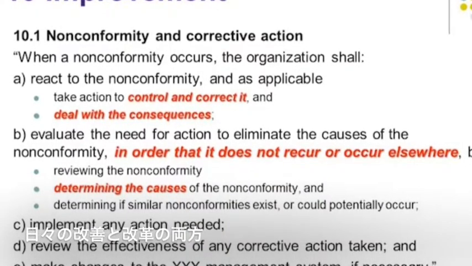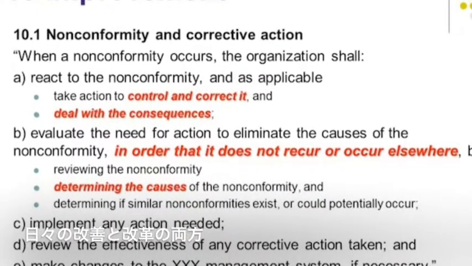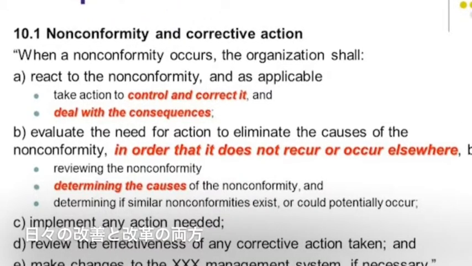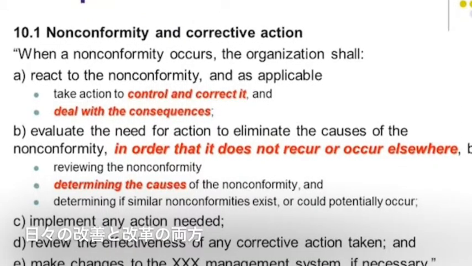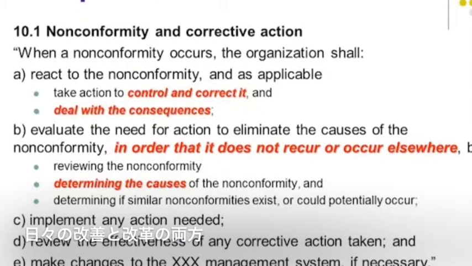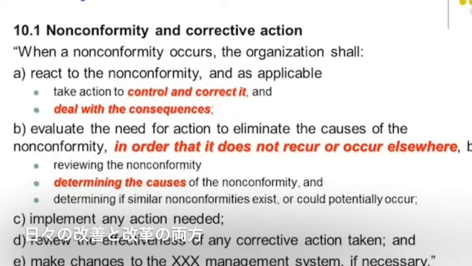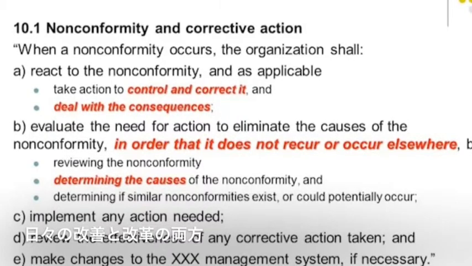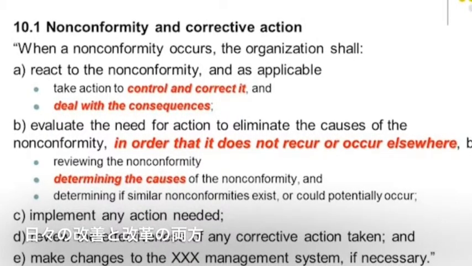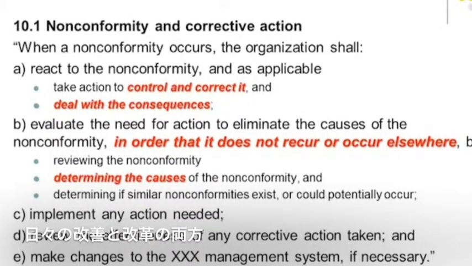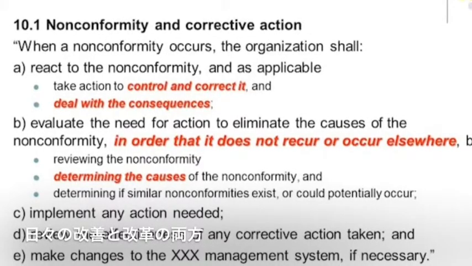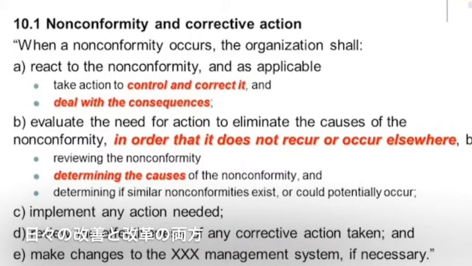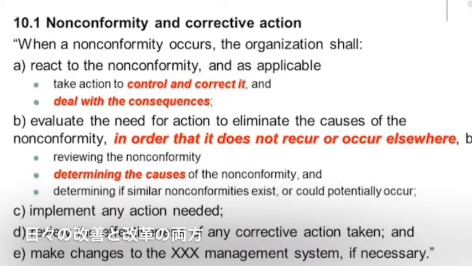I think we're all clear on what we want to achieve. The question is, how do we put that into words? Clearly, when there is a non-conformity, we have to control and correct it, deal with the consequences, take action to make sure it doesn't recur or occur elsewhere, determine the causes, implement action, review the effectiveness, and make changes to the management system if necessary.